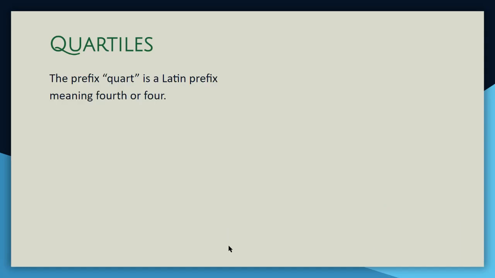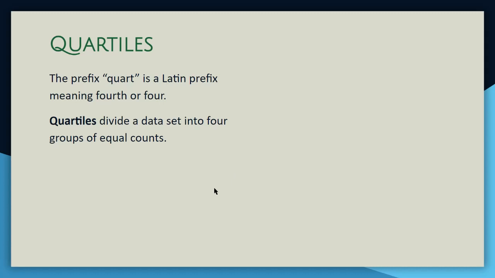So the prefix quart is a Latin prefix, and it means fourth or four. So we know with quarters, we see quart in the beginning. It tells us we need 4 quarters to make up $1. We talk about quarter of an hour. We know we need 4 chunks of 15 minutes to make up a full 60-minute hour. Typically in schools that run on the quarter system, there's 4 quarters, fall, winter, spring, and summer. So we know quartiles have something to do with that number 4.